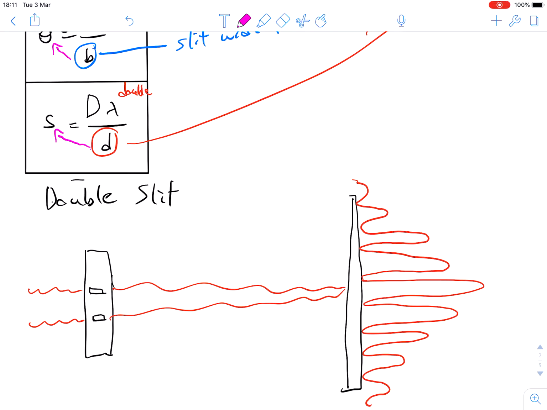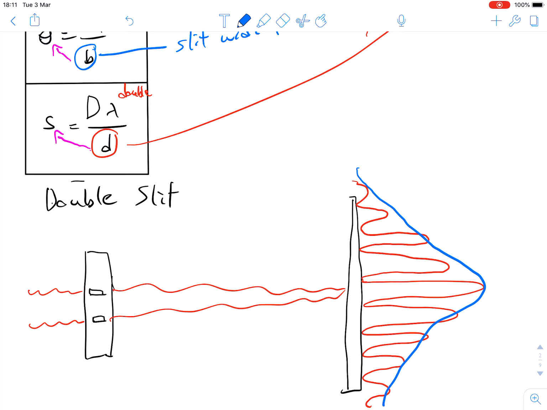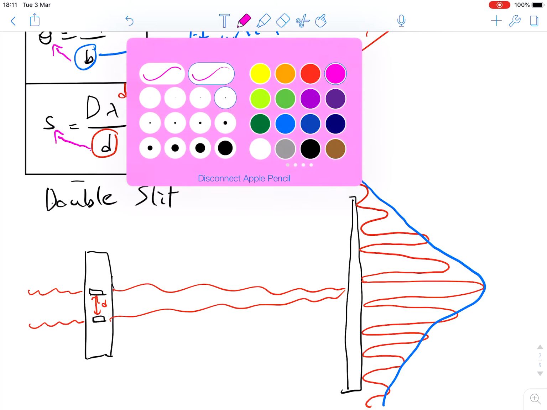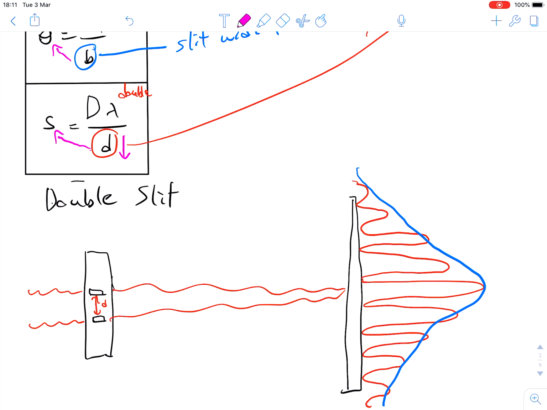So here we have our double slit. Here we have the interference pattern for the double slit experiment itself. And there is sort of an enveloping or modulation effect from the single slit, which I'm using in blue as well. So when we modify the value of D, which is the separation, according to this formula, if we decrease D, then S is going to increase. In other words, they're inversely proportional to each other.